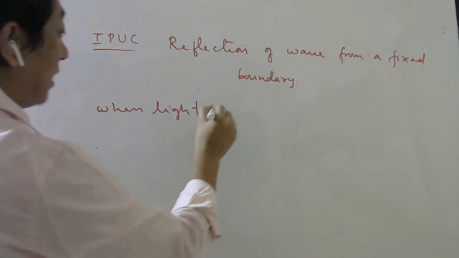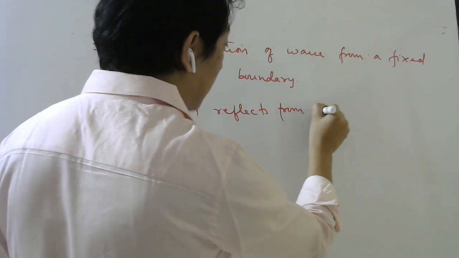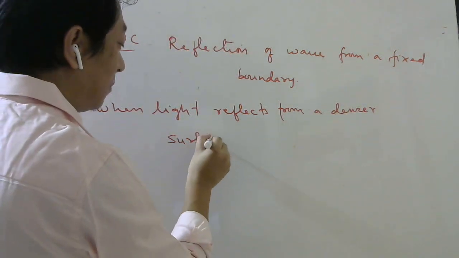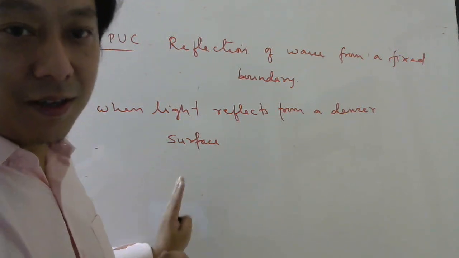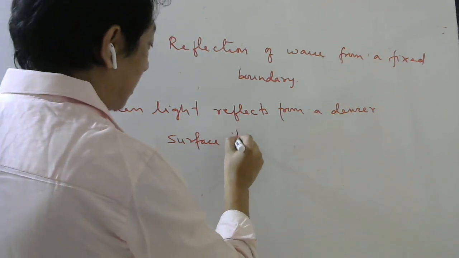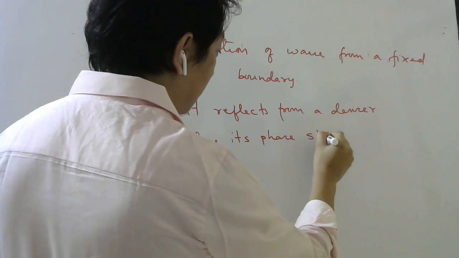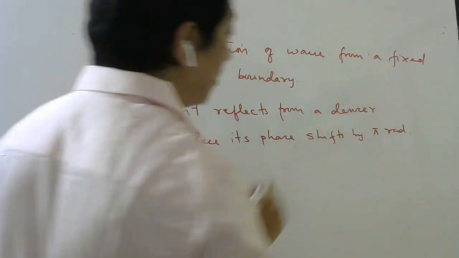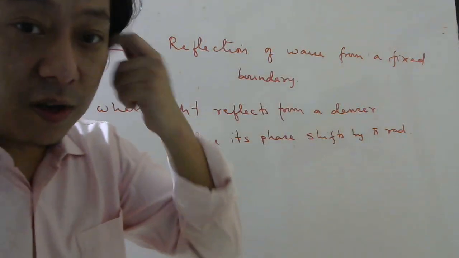So when light reflects from a denser surface, where the speed will be less, right? You can compare a denser medium to this fixed end. So when light reflects from a denser surface, its phase shifts by pi radian. This is very useful to solve many questions in later chapters also.